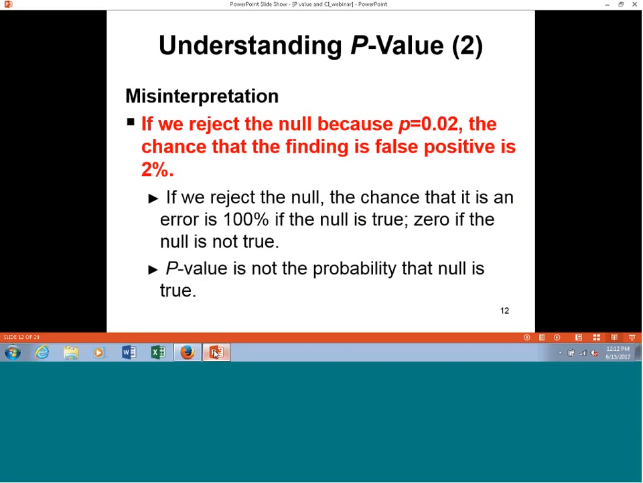The second misconception is that if we reject the null hypothesis when the p-value is 0.02, the chance that it is a false positive finding or a type 1 error is 2%. If we reject the null, the chance that it is a mistake is 100% if the null is indeed true, or the chance of false positive is 0 if the null is in fact not true. So this is another version of the previous misinterpretation of p-value. A 2% chance of a false rejection of the null is equivalent to saying that there is a 2% chance that the null is true. P-value is not the probability that the null is true.